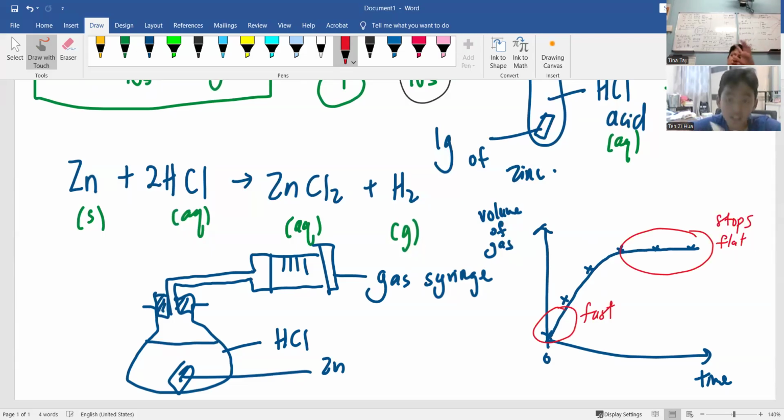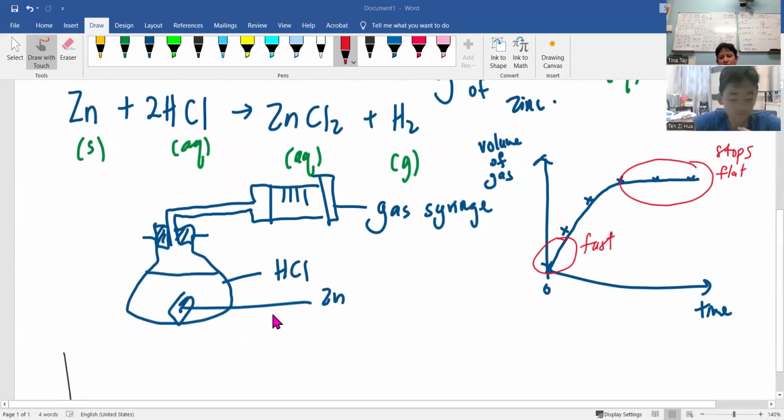Now, every single reaction will be exactly the same, where the start of the reaction is really, really fast, and then after that, it will become flat. All right. So I'm going to teach you about this and I'm going to show you a few other different experiments.